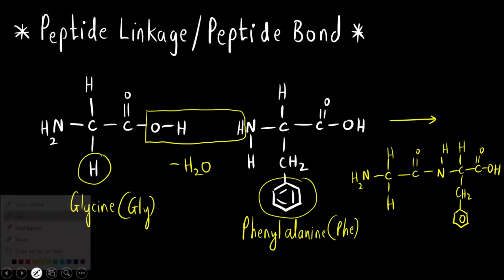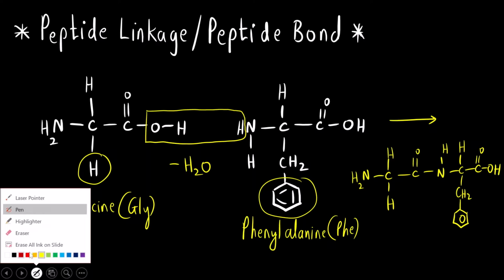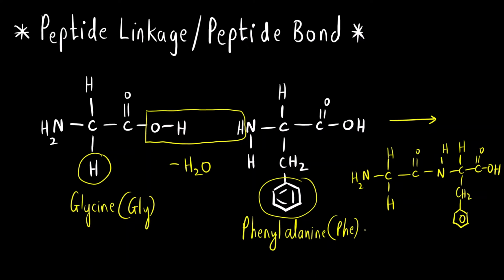So this is made from two amino acids. This is called a di, di means two, peptide. Dipeptide means a compound or a peptide chain having 2 amino acids.